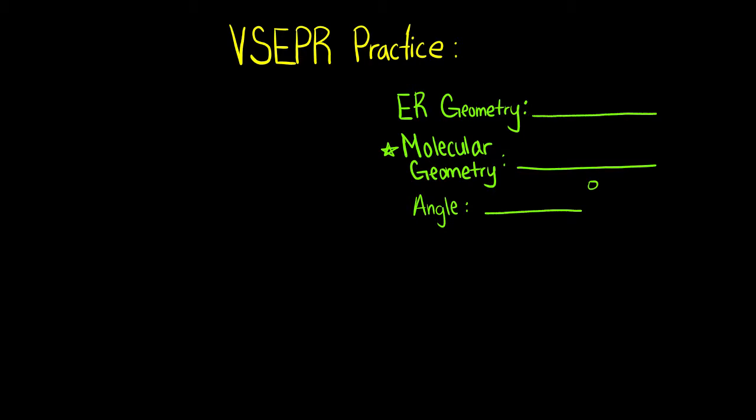So here is some practice with VSEPR geometry and how to approach determining the electron region geometry, but more importantly the molecular geometry, which is the real atoms, and also the bond angles between the atoms. Let's start off with carbon dioxide.